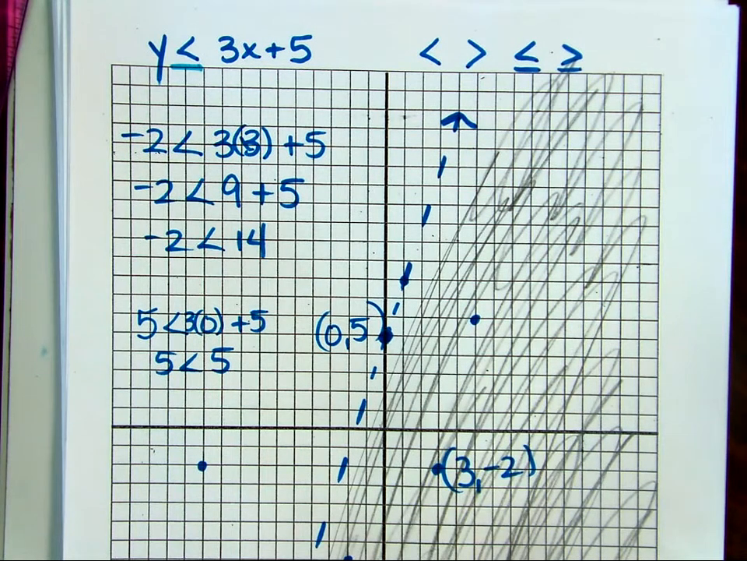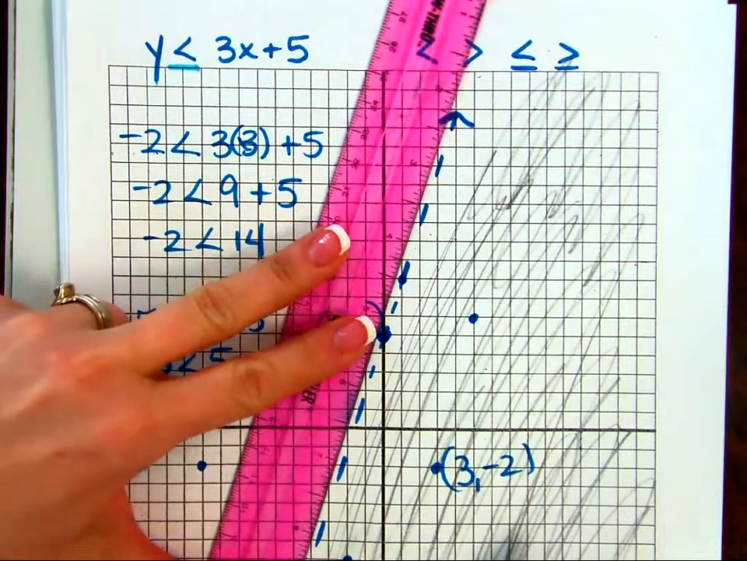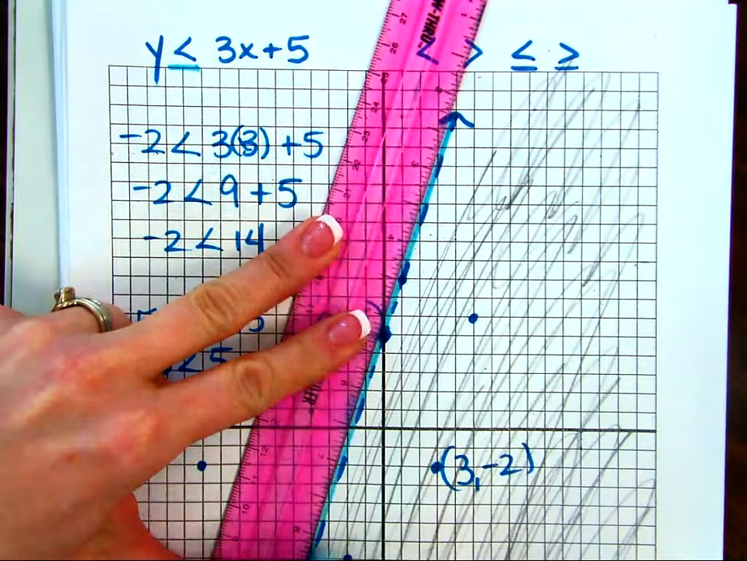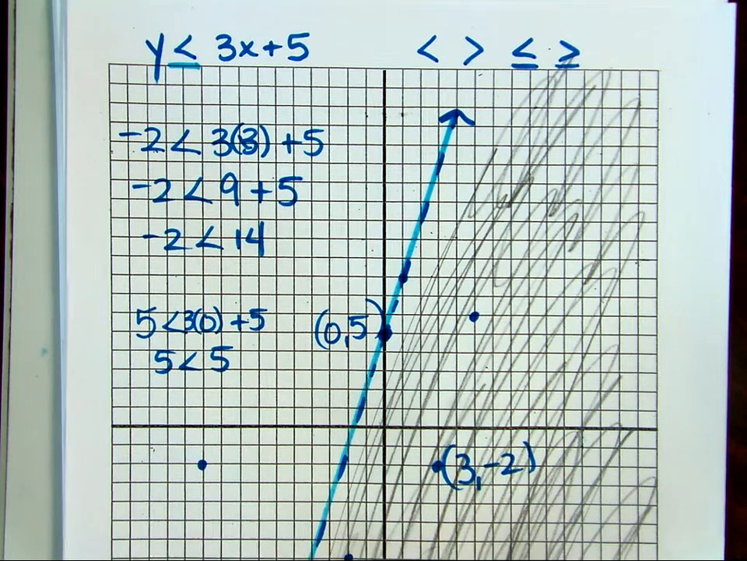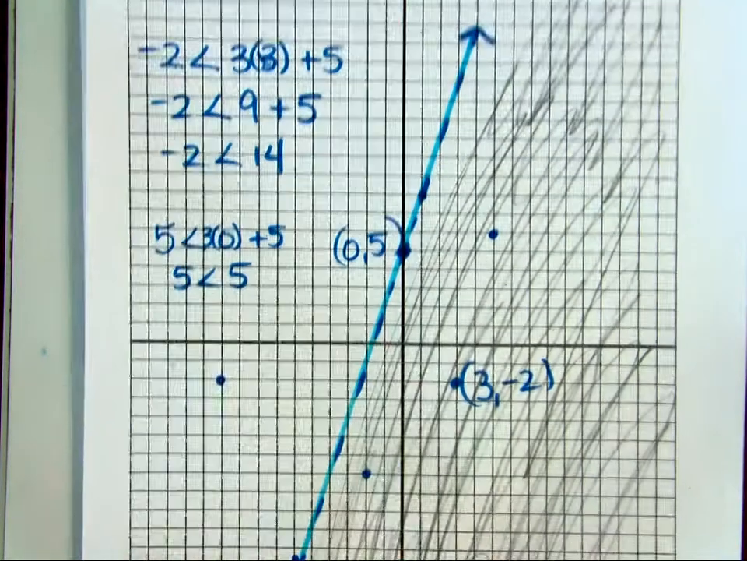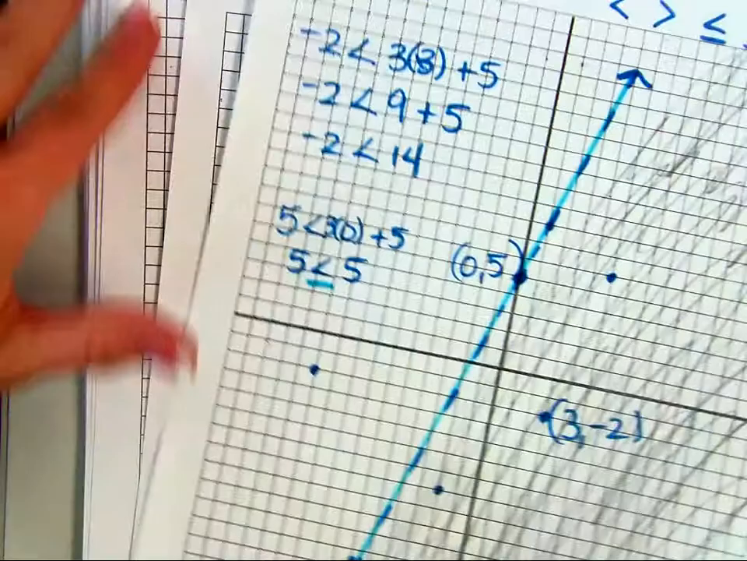How does that change what I should do here then? It should be a solid line instead of a dotted line now. Do you see this? Okay, so that's good, because now when I did this, is everything okay? Is 5 less than or equal to 5? Yes. Okay, so let's get to this part of your notes.